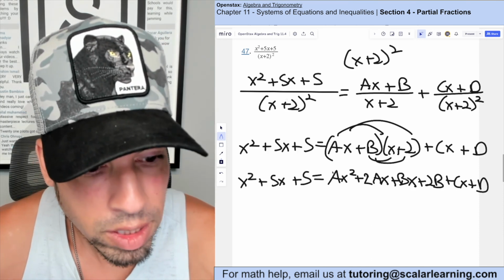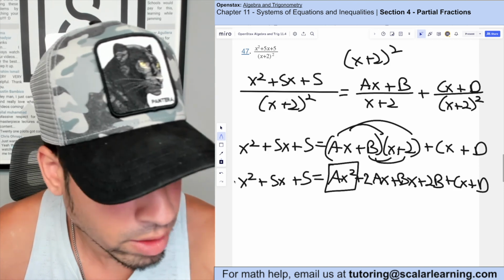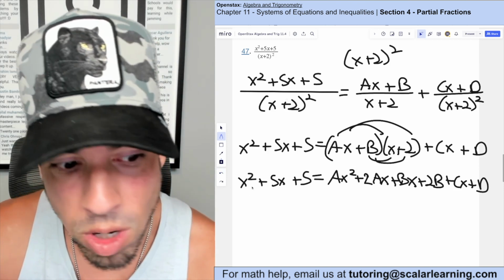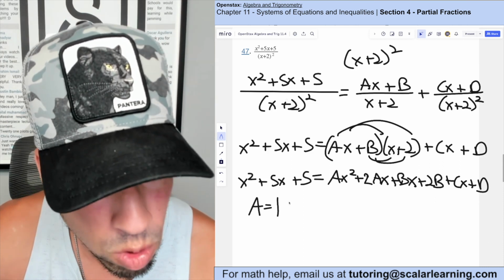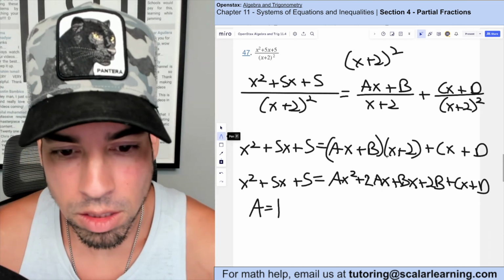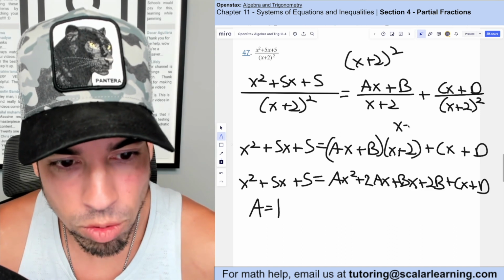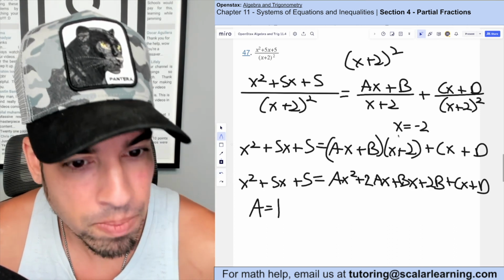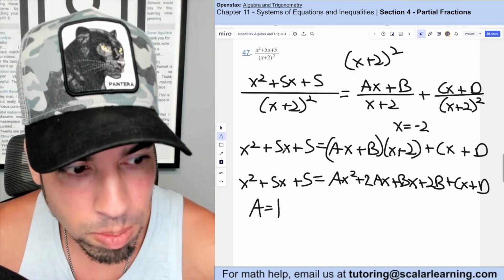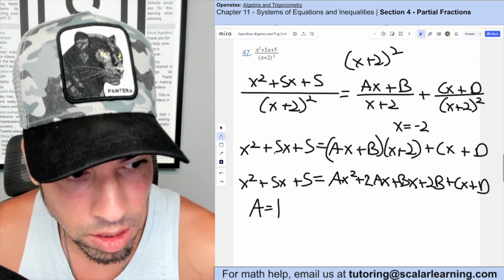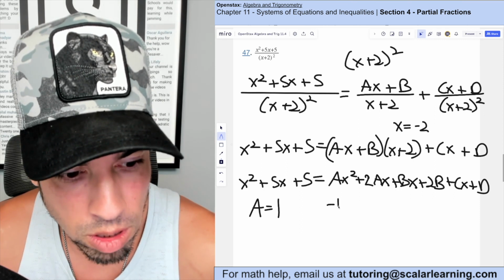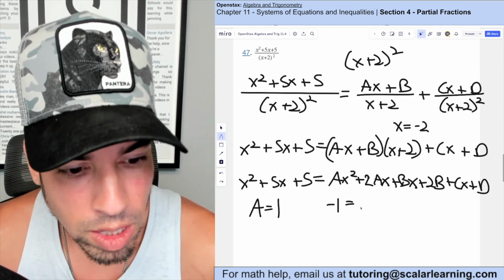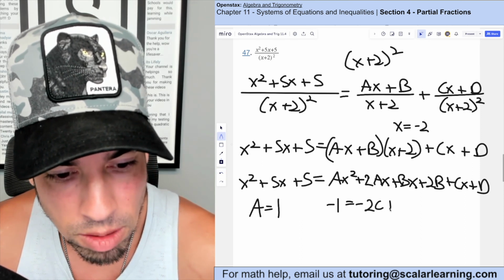Great. Now the cool thing is I already have only 1x squared over here, 1x squared over here. That means they have to match up. That means since that's 1x squared, a has to be 1. Great. All right, so now we can make some more equations. First thing I'm going to do is plug in -2 for x. That's going to zero out this whole thing. And then we have -2 squared is 4, plus -10 is -6, plus 5 is -1, which is equal to, and then we plug it in here because, again, this zeroes out, we've got -2c plus d.